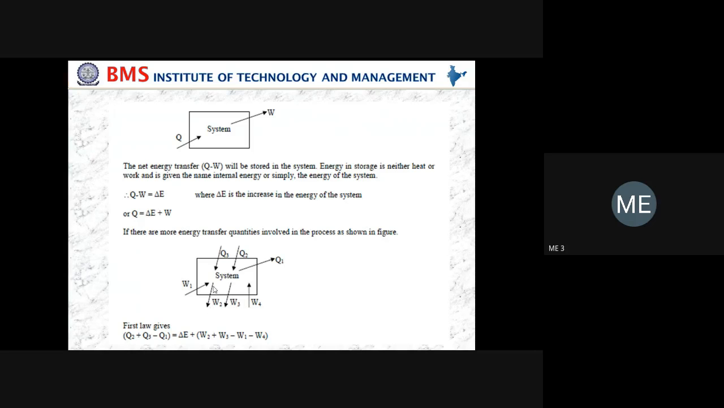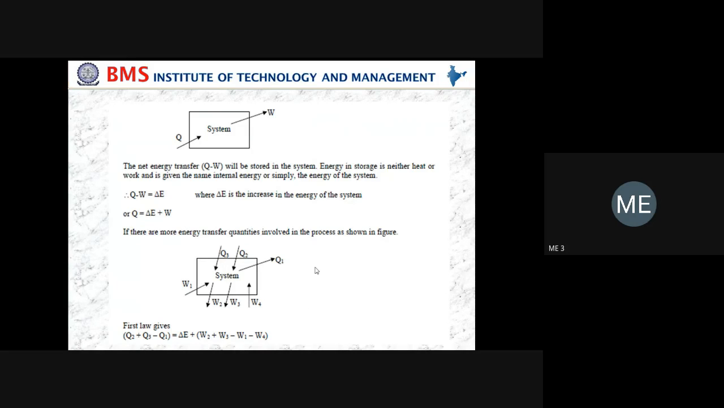And related to 3, Q3 is heat taken into the system and W3 is the work done by the system. And W4 is work done on the system and Q4 is the heat transfer from the system. Like that, we can take any number of them. Then how do we write it? According to the first law of thermodynamics, the summation of heat transfer equals the summation of work transfer.